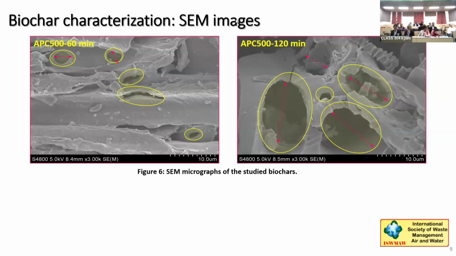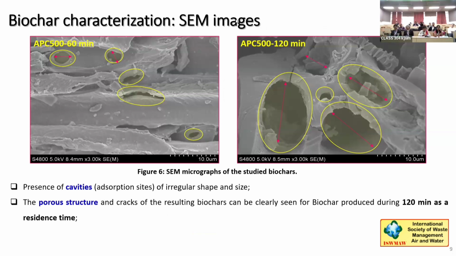For the SEM images, it could be seen the presence of cavities of irregular shape and size, and the porous structure and cracks of the resulting biochars can be clearly seen for biochar produced during 2 hours as a residence time.